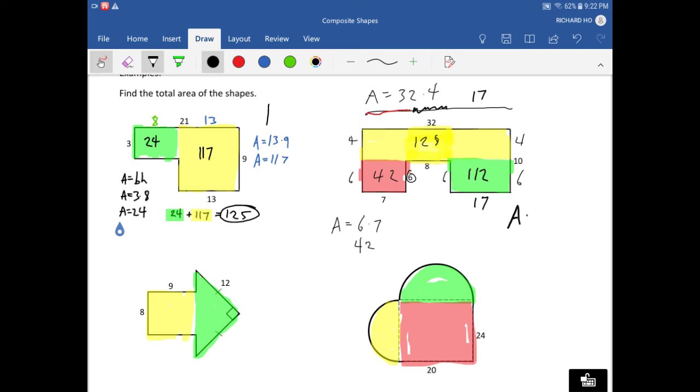So you would add these 3 numbers up to get your answer. So green, red is here, yellow is here. I realize I didn't write the work for green. So with green it was 17 times 6. Okay, these other two you have different shapes.